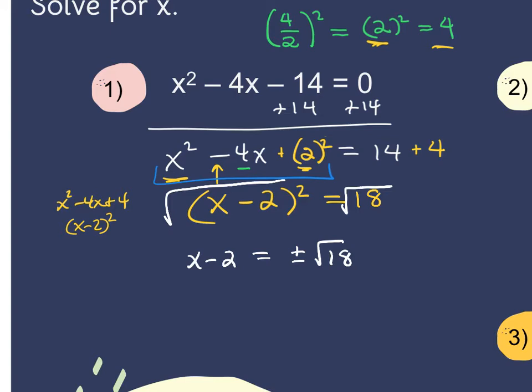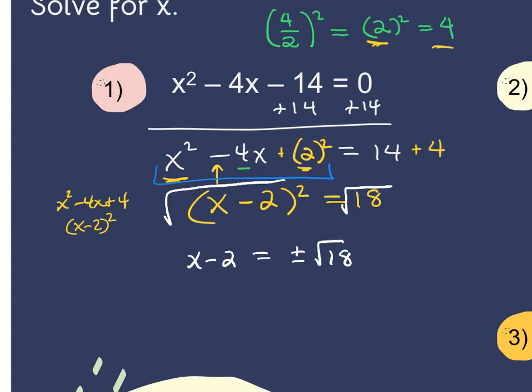Is the minus 2 just for this question, or is it always? No, it's just for this question. Whatever sign is in front of that b term to begin with, that's what sign is going to go in that binomial. Does that make sense?